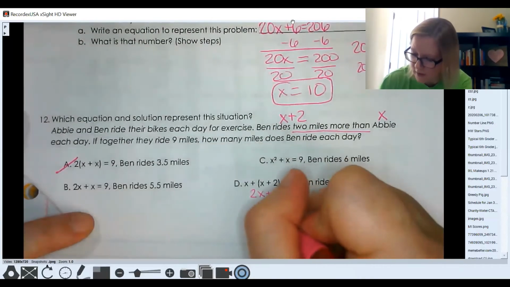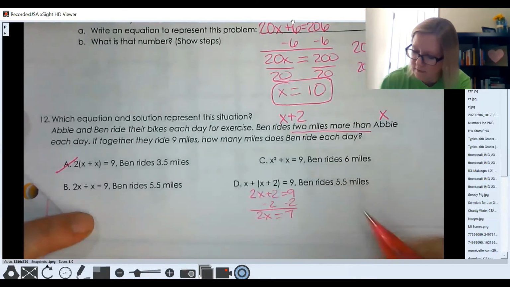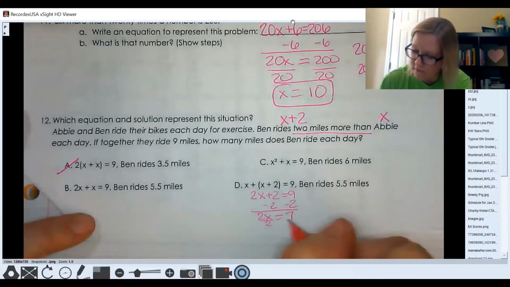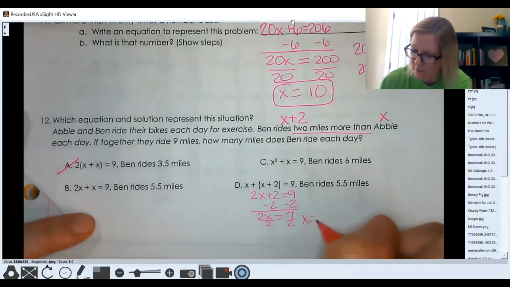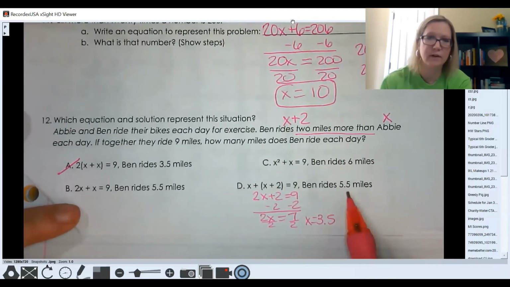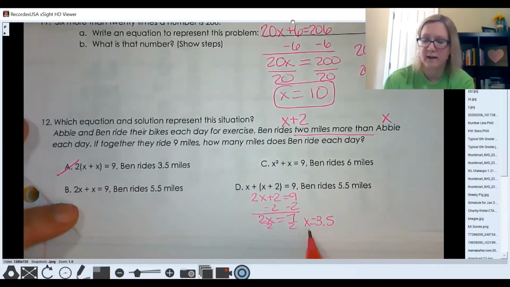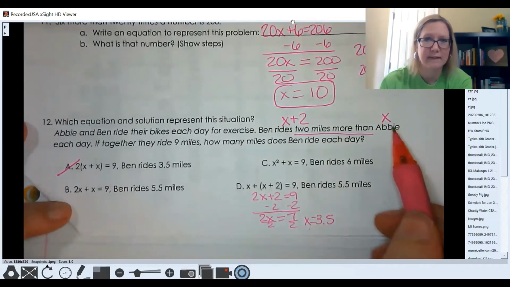Okay, and then I'd subtract 2 on both sides. I have 2x equals 7. Divide both sides by 2, and I get x equals 3.5. Well, you might be saying, wait a minute, that's 3.5. The answer here is 5.5. Notice that that's what x equals. Okay, x represents Abby's distance.